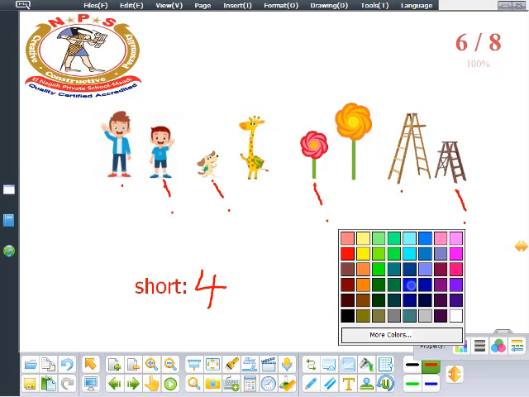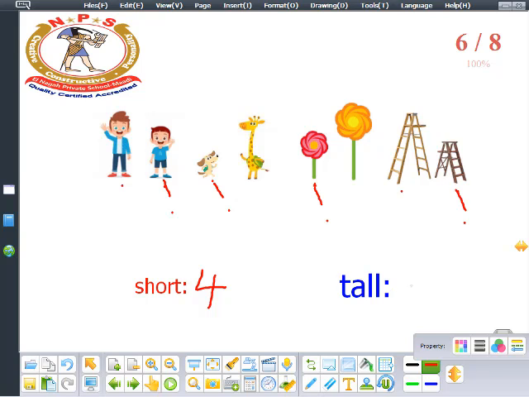Now let's count the blue ones. We said that boy is short or tall? Tall. Well done. So make it with blue. What about this giraffe? We said this is short or tall? Tall. Well done. Make it with blue. What about that flower? Is it short or tall? Well done. It's tall. What about these stairs? They are tall too.